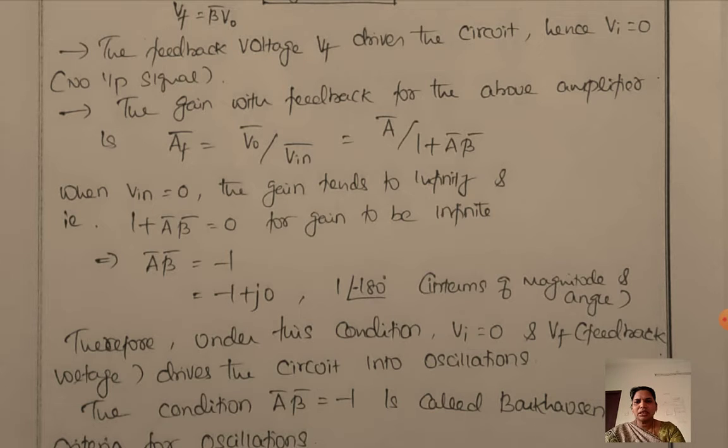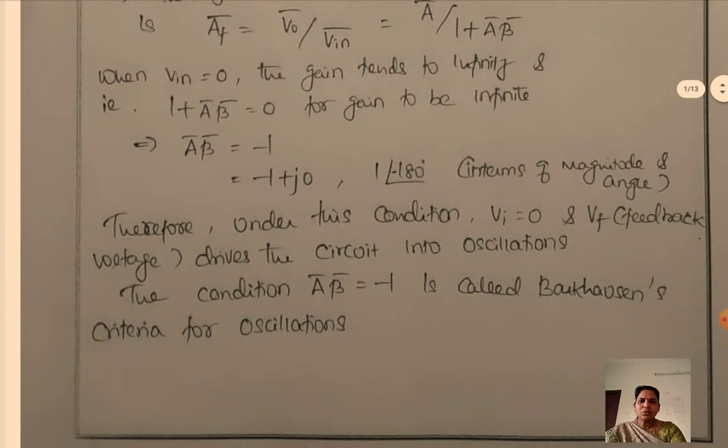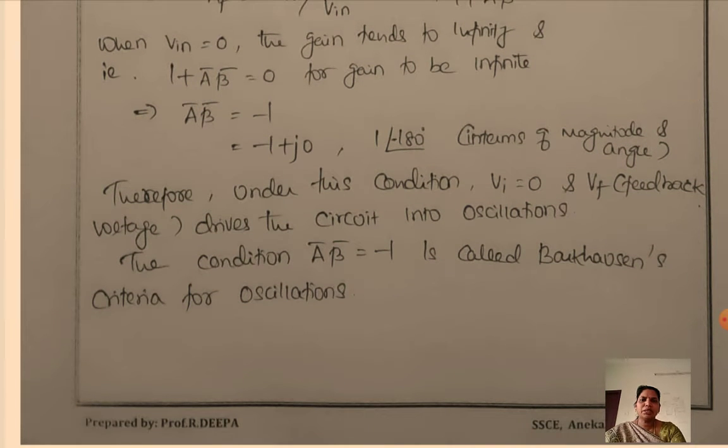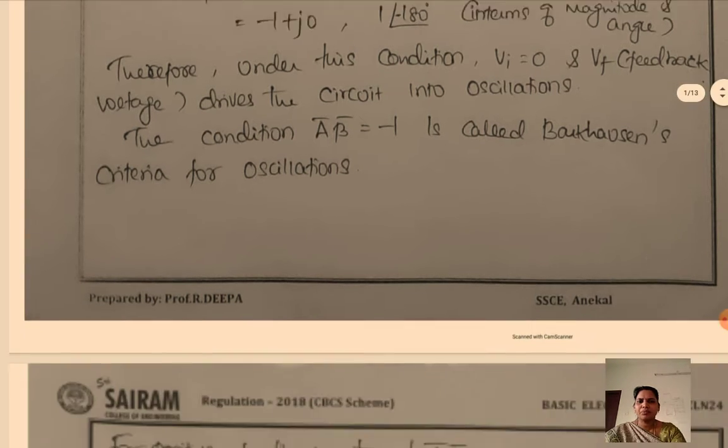If this has to be 0, let us find the condition for beta. 1 plus A beta equal to 0 gives A beta equal to minus 1. In terms of magnitude and phase, the magnitude is 1 whereas the angle is 180 degree. Under this condition, the input voltage is 0 and the feedback voltage is the only voltage which drives the circuit without any input. So the condition is A beta equal to minus 1, and we name this Barkhausen's criteria for oscillations.